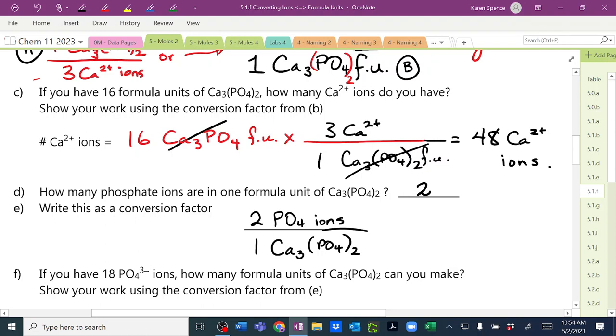Where's the charge? Yeah, where is the charge? I should have written a charge with my ion. Anytime you have an ion, don't forget the charge.